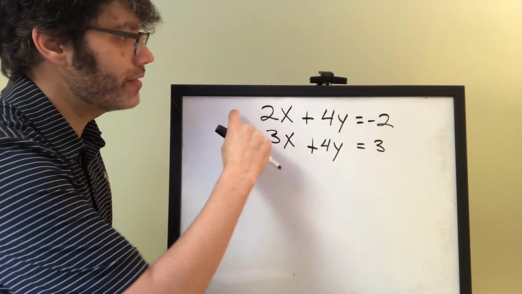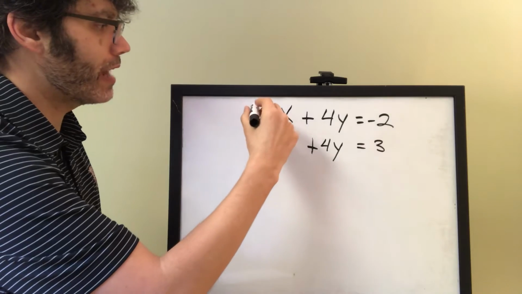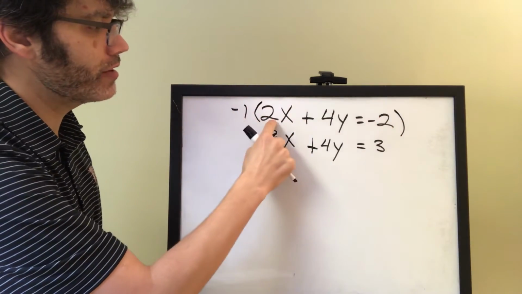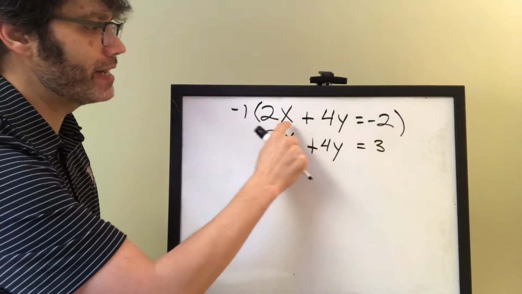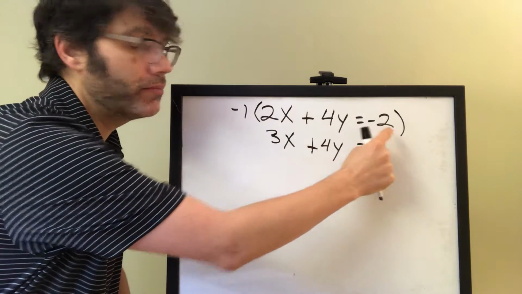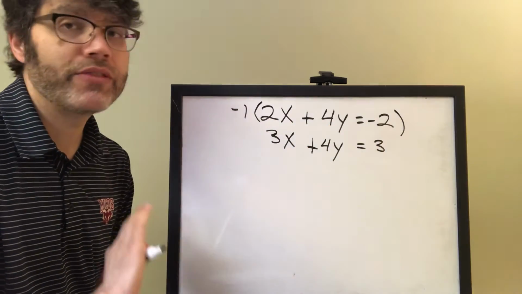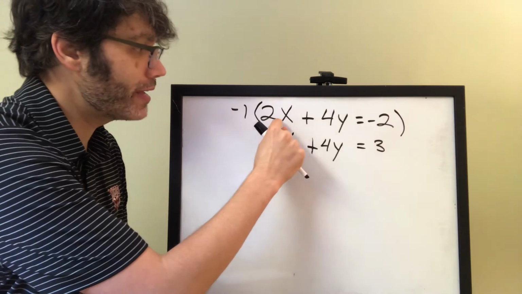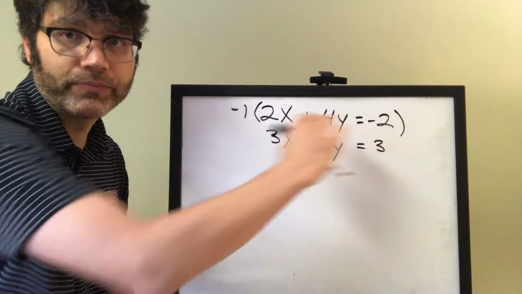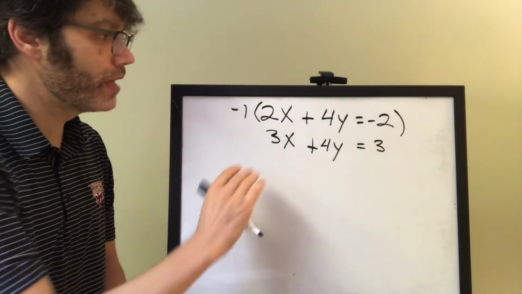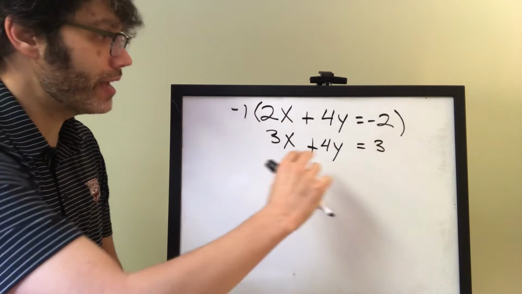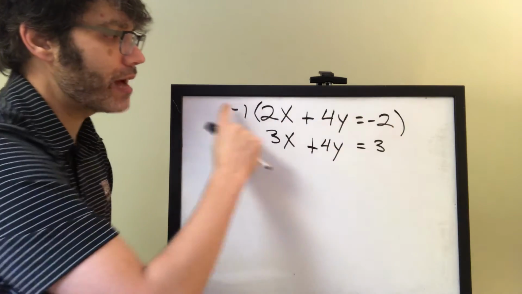Let's multiply the top one through by negative 1. And I'll show you what will happen. I'm going to multiply every single term in this top equation by negative 1. As long as you multiply every single thing by the same number, you can multiply an equation through by the same number, and that's okay. We're not going to do anything to this second one right here at all, okay? We're just going to multiply through the top.